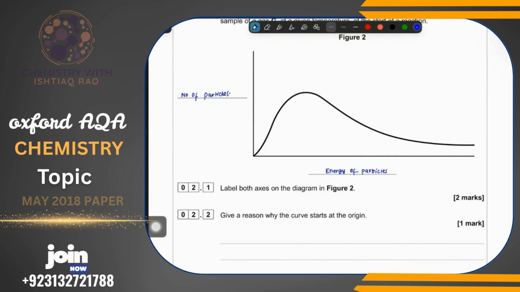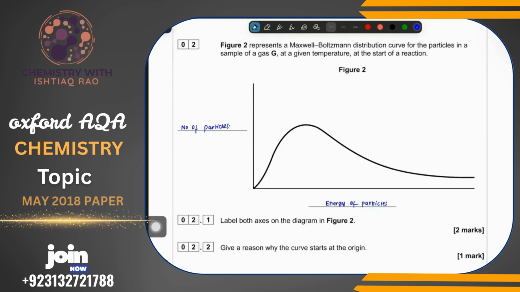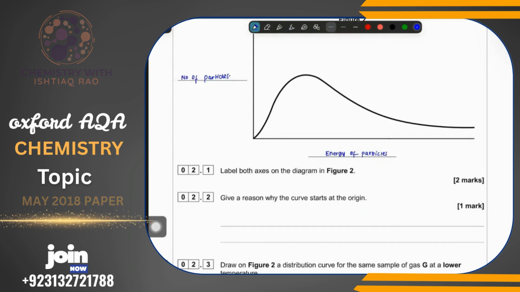Then they are asking, give a reason why the curve starts at the origin. The number of particles is zero. If there are no particles, then there's no energy. Of course, when we have no particles, the energy of the particles is going to be zero, right?